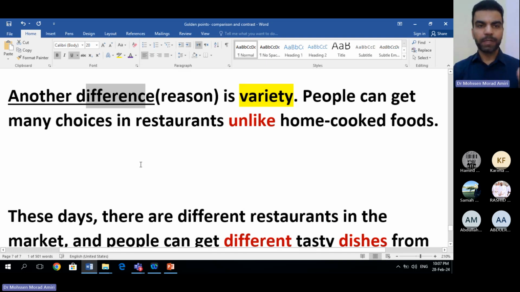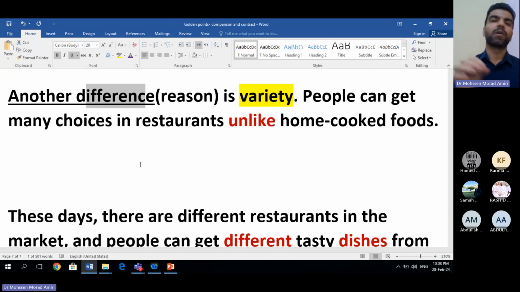It's up to you. You want to say another difference or another reason. Another difference or another reason is variety. People can get many choices in restaurant, unlike homemade, home-cooked foods. See? Another difference is variety. This is very simple. Yani, you write only one word and then you continue. Another difference is variety. Another difference is cost.